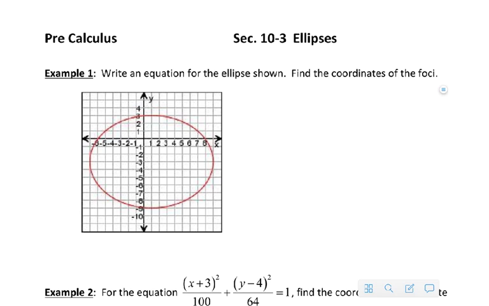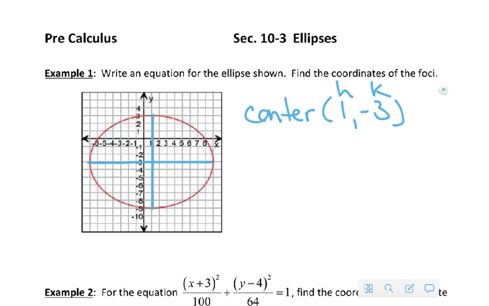So the first thing is we want to figure out where the center is. Well, let's try to figure out where the axes are. See, there's an axis here, and then it looks like the other one is here. So let's figure out where the center is at. The center appears to be at (1, -3). So that's our h and k.